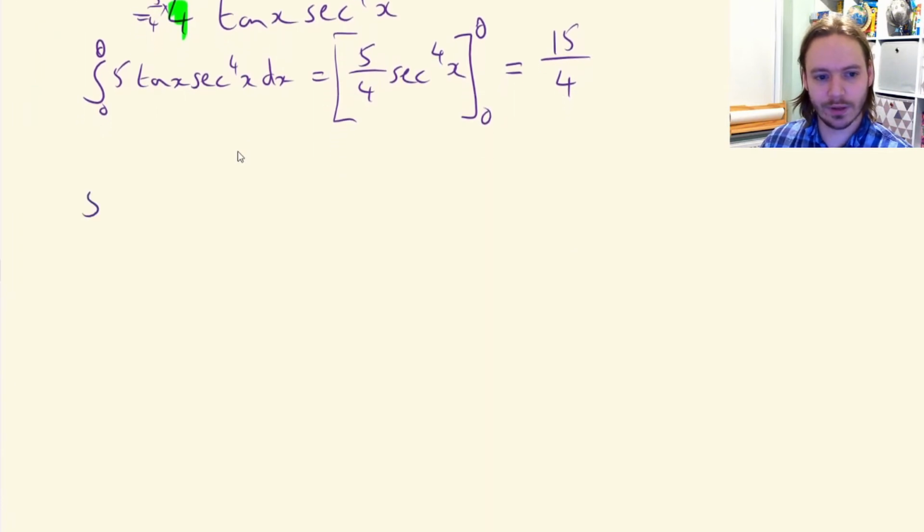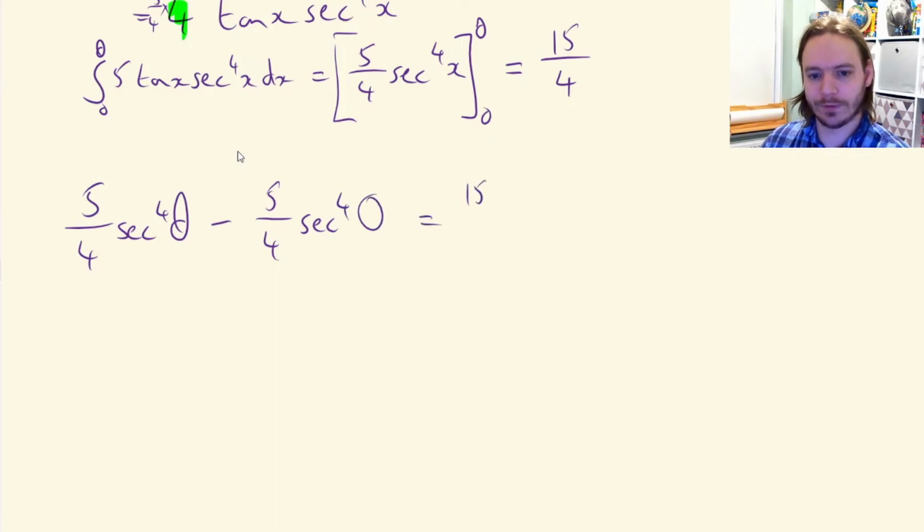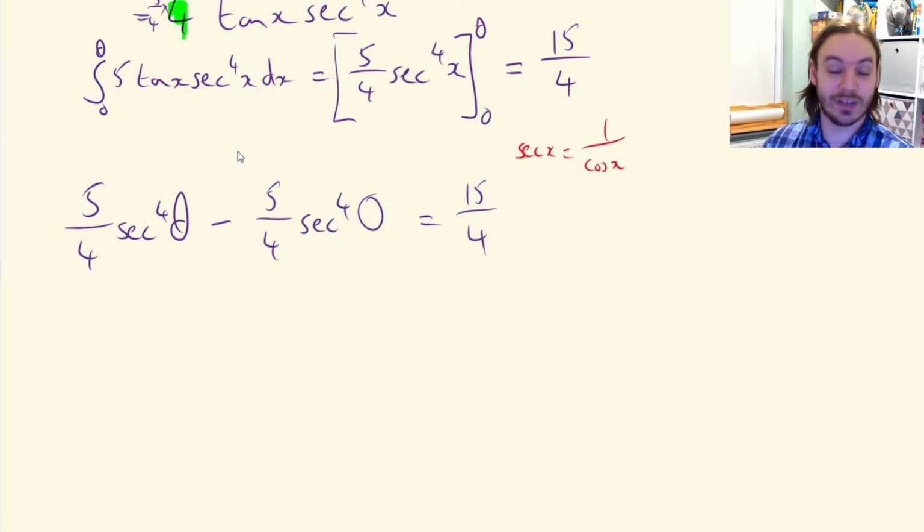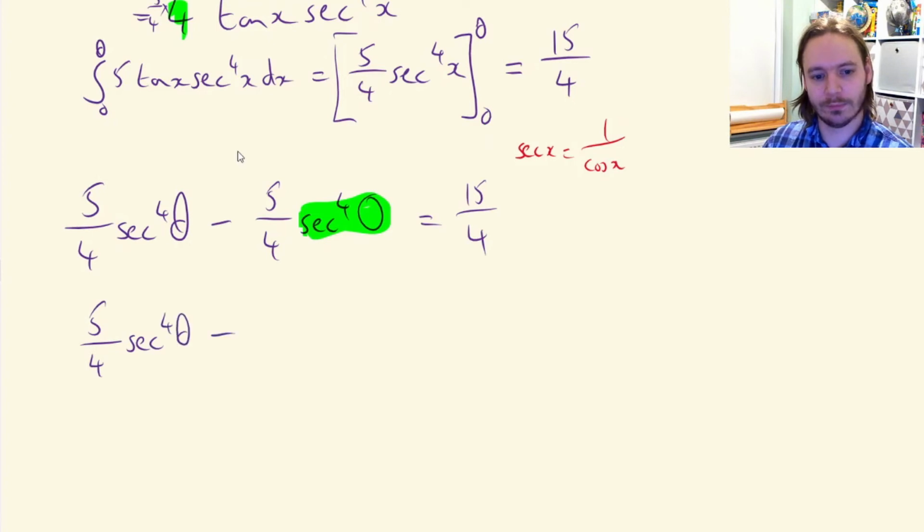So what we're going to do is we're going to say, right, well, that means that 5/4 of sec 4 theta take away 5/4 of sec 4 0 equals 15/4. Remembering, of course, that sec x is 1 over cos x. Cos of 0 is 1, so that means this whole thing becomes 1, because 1 over 1 is 1, and 1 to the power 4 is still 1. So I have 5/4 of sec to the power 4 theta minus 5/4 equals 15/4.